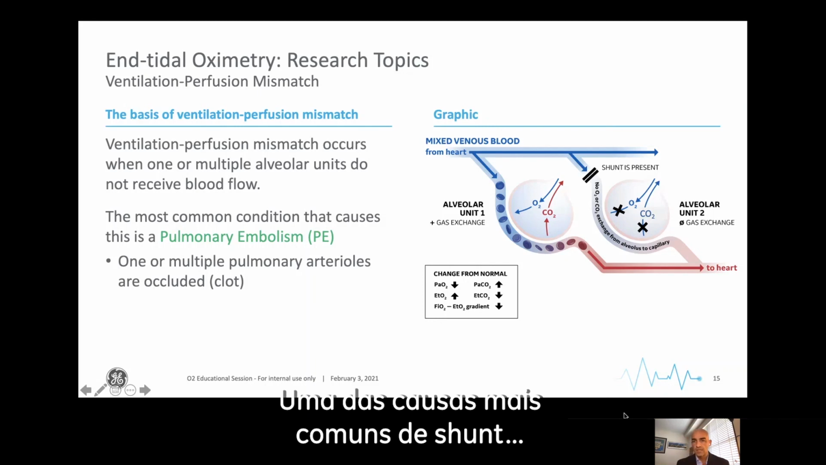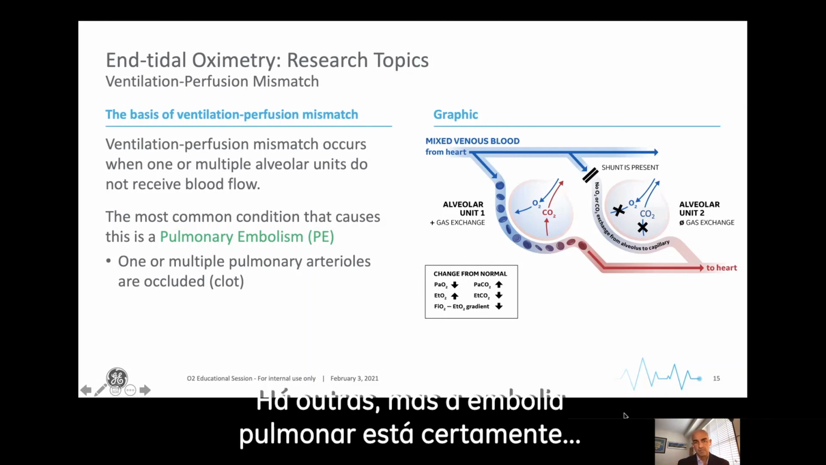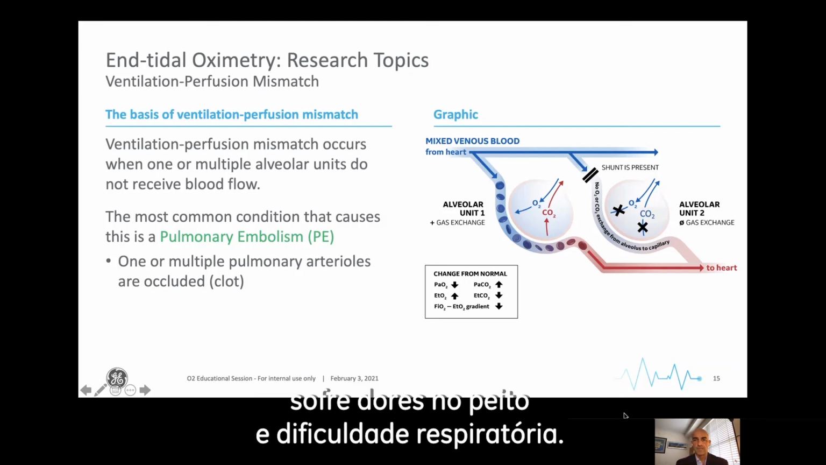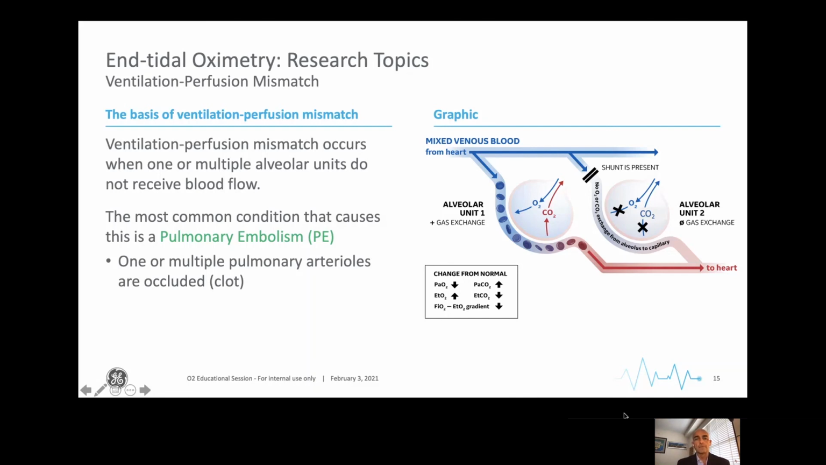One of the most common conditions that causes a shunt is pulmonary embolism. There are others, but pulmonary embolism is certainly front and center for people when they're concerned about chest pain and may be short of breath.